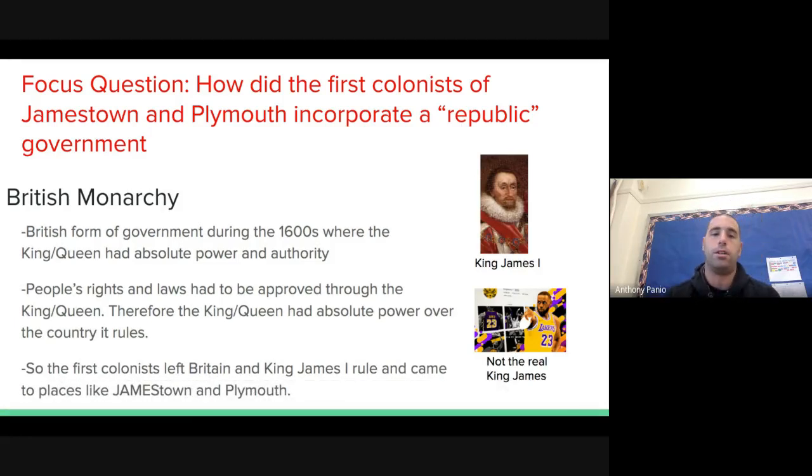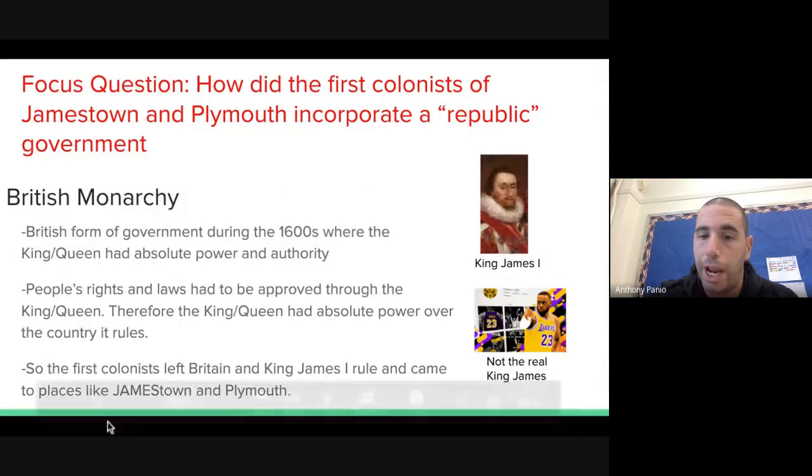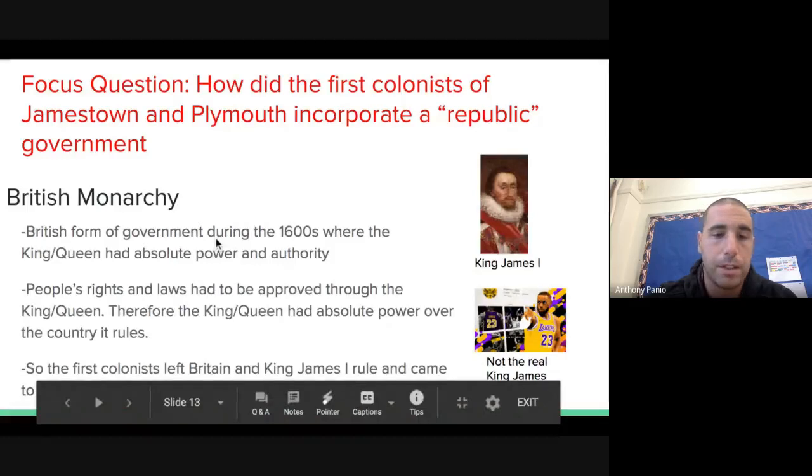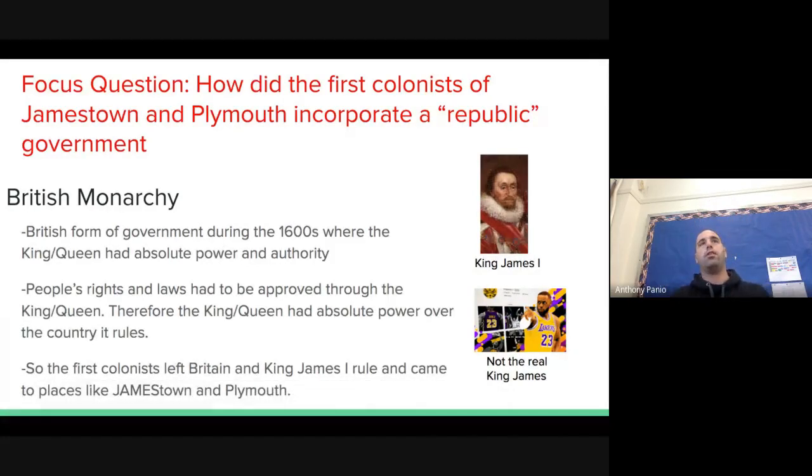He's the leader of Great Britain at this time. And the first colonists left Britain during King James's rule. They came to a place and decided to call it Jamestown, which makes sense because that was the name of their former king. So you would think naturally they would just hire or appoint a king into the leadership.